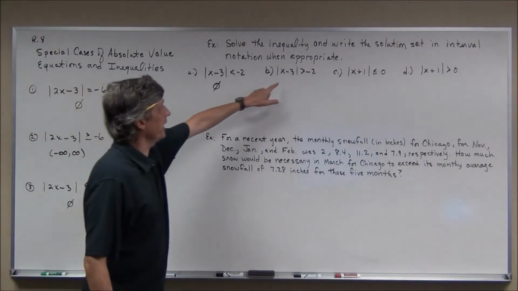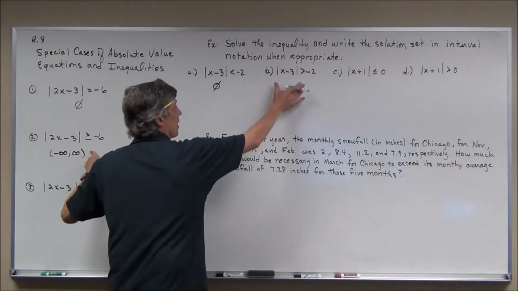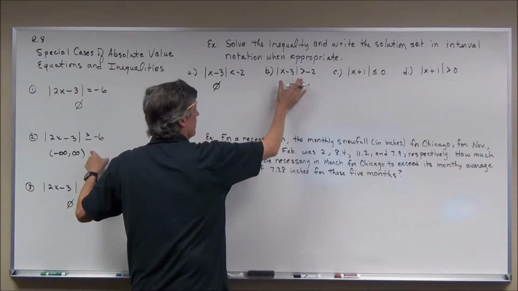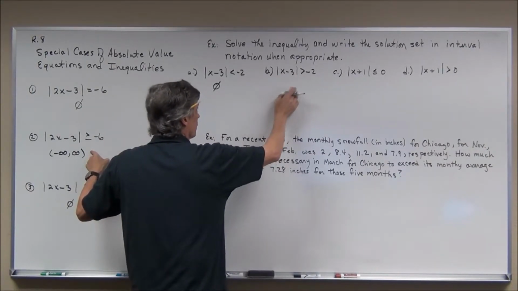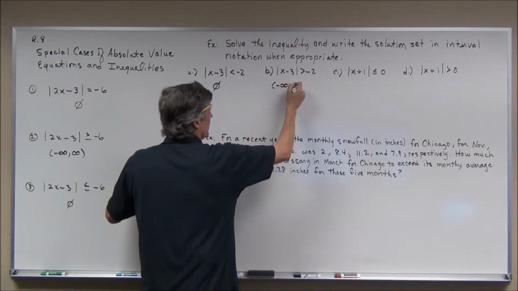On the other hand, it can be greater than a negative number, as this example here showed. The absolute value already all by itself, greater than -2, this can happen. And in fact, this is an identity. No matter what I plug in, because I'm taking the absolute value, it's going to be non-negative. It's going to be greater than -2. So negative infinity to infinity.